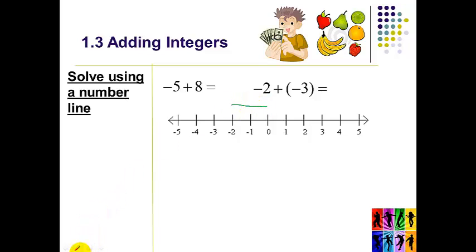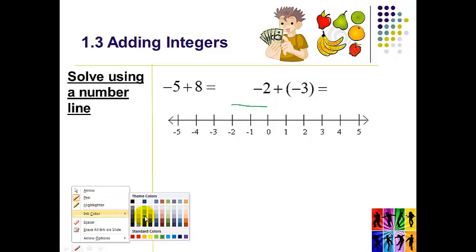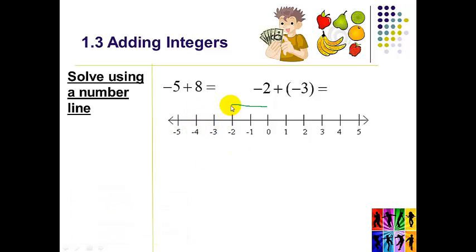I'm going to change the color just so you can see the difference. So I'm at -2, and then I get $3 more of debt. So I'm going to go down 3, 1, 2, 3. And where I end up is my answer. So I'm left with -5. I borrowed $2 from my mom, and then the next day I borrowed $3, so I owe her $5. Whichever way you want to look at it. Again, I like to think in terms of food or money.